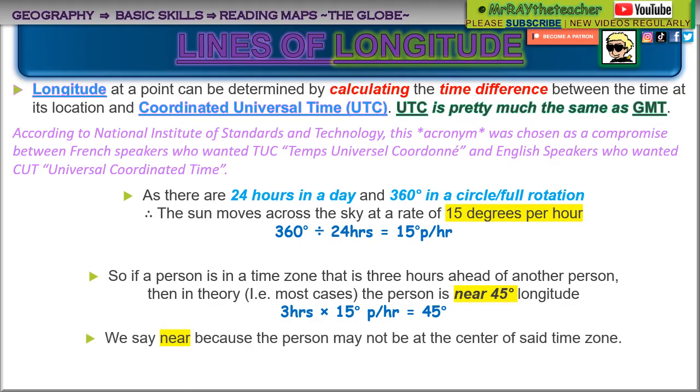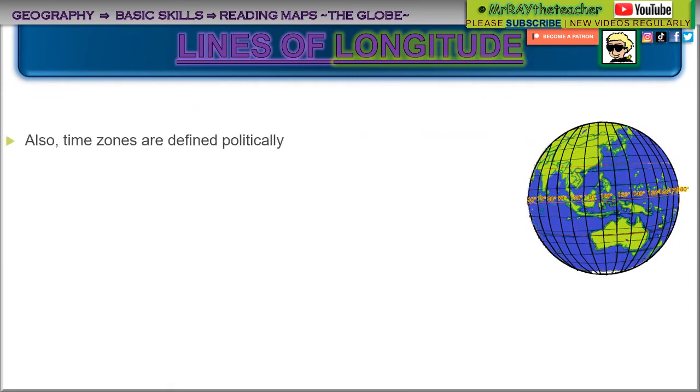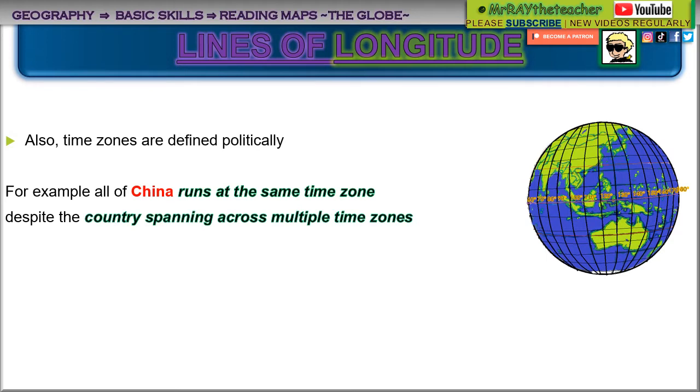And we say near because that person may or may not be at the center of said time zone. And here are some countries that can wig us out. So time zones are defined politically. So for example, all of China runs at the same time zone, despite the country spanning multiple time zones from east to west. So there's China up here, if you didn't really know. Now you know, and knowledge is power.